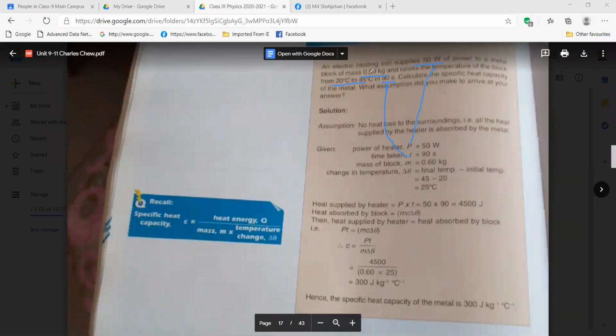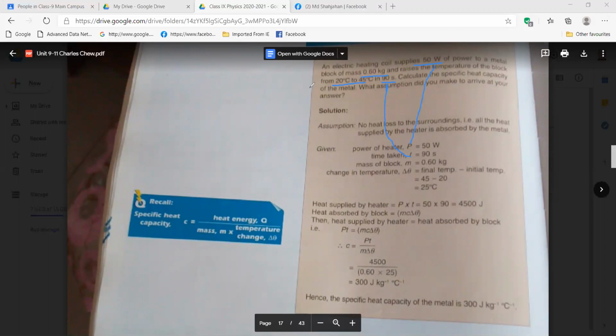The other things you are very much familiar with: 0.60 kg is the mass, and the temperature change is 20 degrees Celsius to 45 degrees Celsius. This one you know, that is del theta, right? So what is our del theta? 25 degrees Celsius, sir. Very good. So we got del theta, we got mass, and we can find the energy. Now you can find the specific heat capacity from this given information, isn't it?